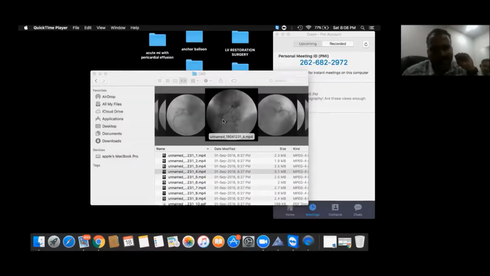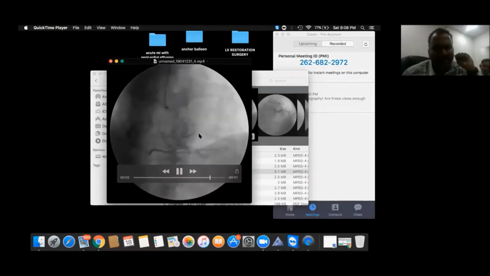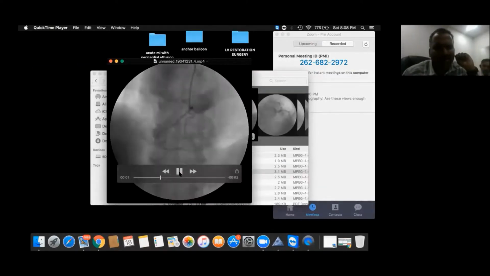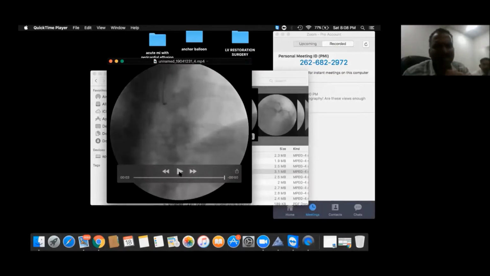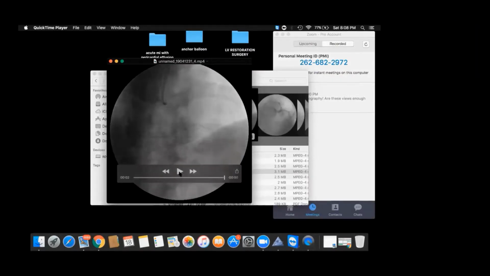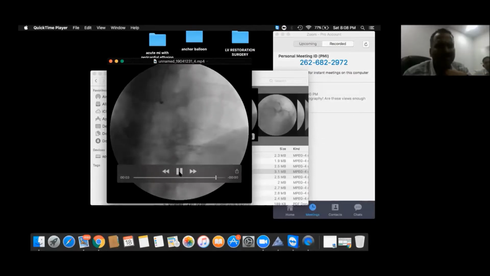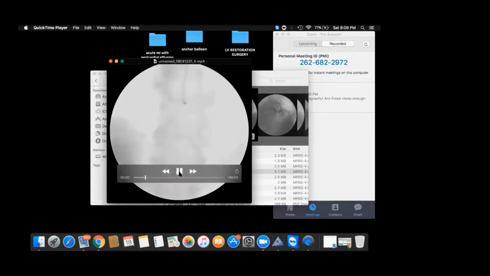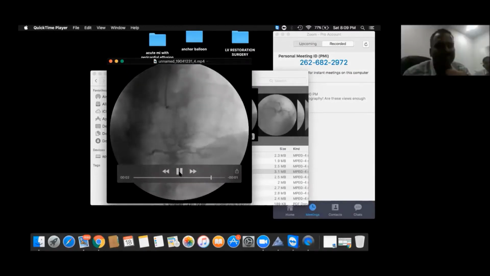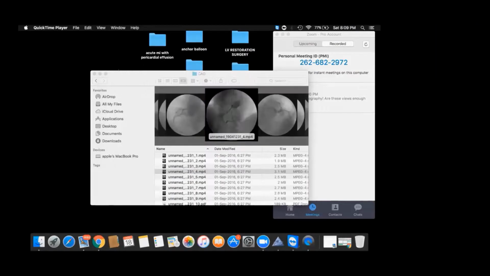Sridhar, you can comment on this RCA view. It is a cranial view. Any lesion anywhere? Looks as if there is a mild blockage in the distal RCA. Otherwise nothing, right? Doesn't look like it.